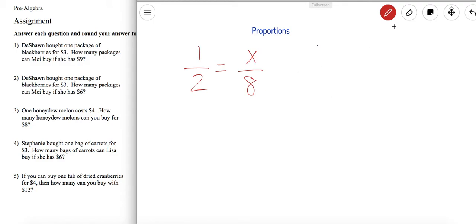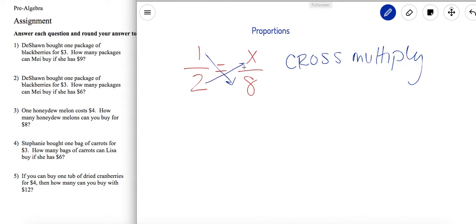x is yet. And how we're going to solve for this proportion is we're going to do something called cross multiply. Cross multiply is when you physically take the top number and you multiply it with the bottom number. And then you take this bottom number and you multiply it by your top number. See how we're crossing?